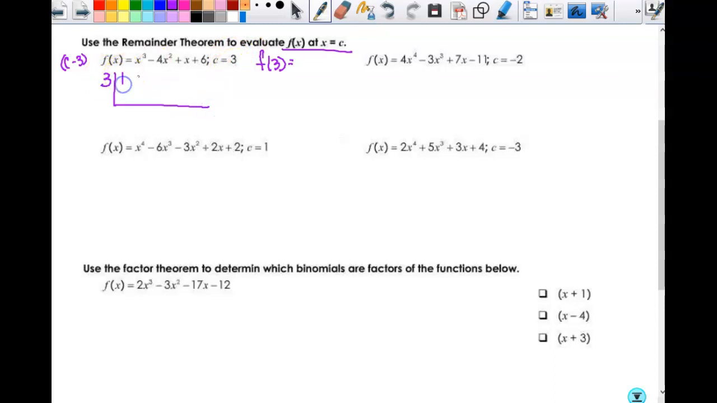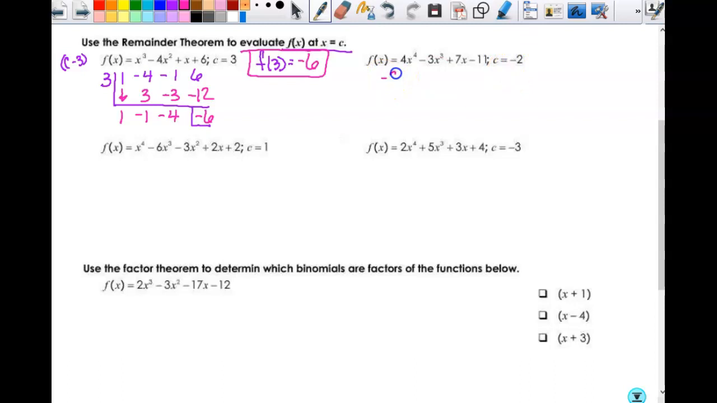This gives me 1, negative 4, negative 1, and 6. Bring this down and get a 1, 3, negative 1, negative 3, negative 4, negative 12, negative 6. So f of 3 equals negative 6. It's that easy. It's just the way to evaluate. So then I move on to this one.